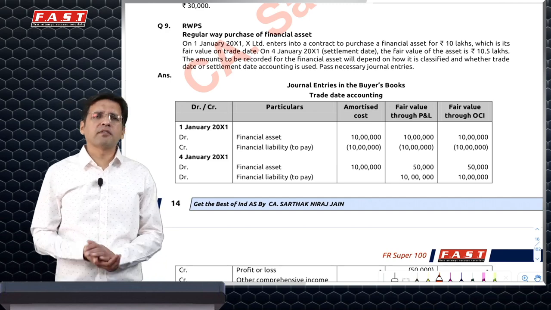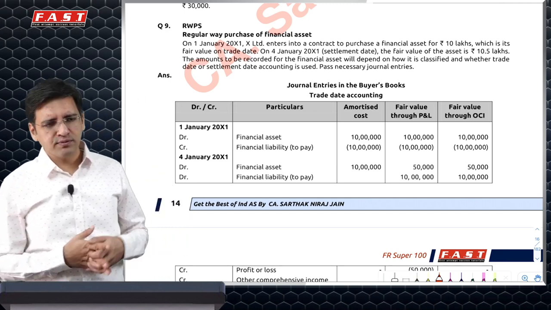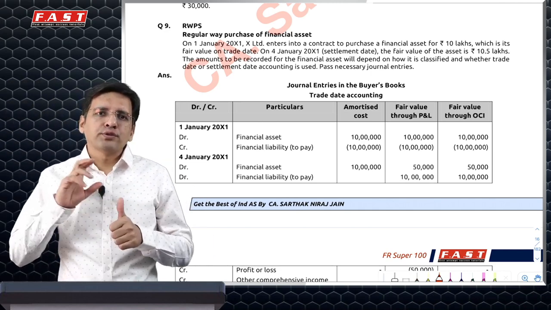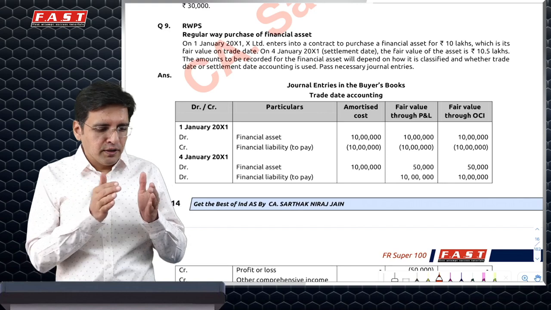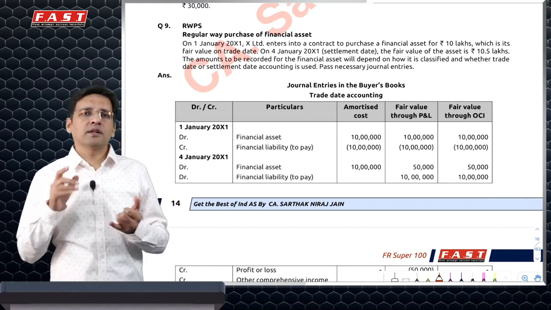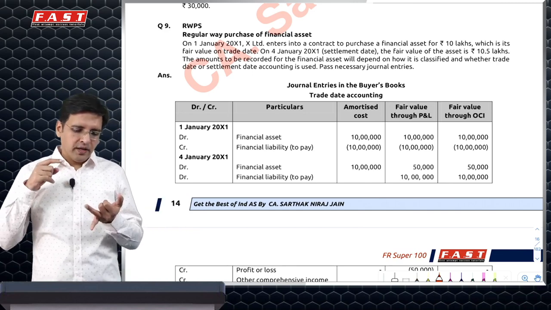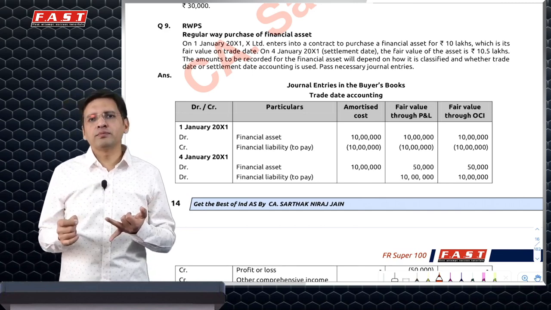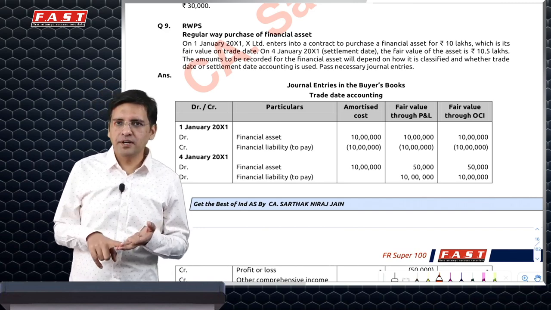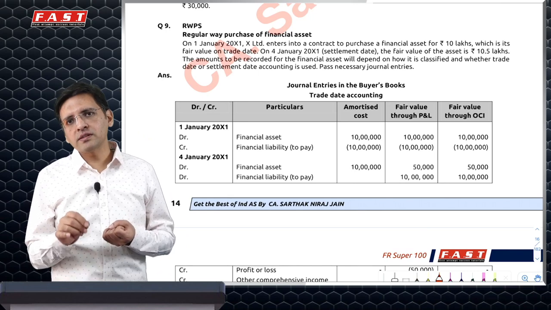Next is another example of regular way purchase sale. Some kind of question like this would come. I'll give you a simple tip here. Whenever you do a transaction through any exchange, it may happen that you trade today, but settlement happens at a later date. That is where the regular way purchase sale concept kicks in. In this, you have an option either to record your asset on the trade date itself or on the settlement date. It's a choice of accounting policy.